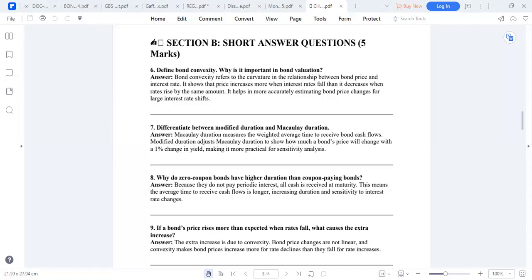Then where do we use the Macaulay duration? We use it when we're measuring the bond time profile, whereas modified duration just measures the interest rate risk. Okay.